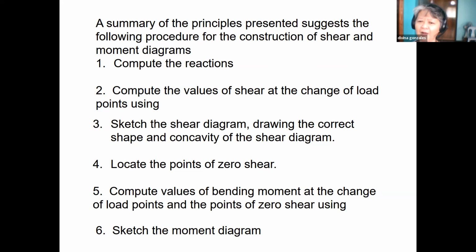First is our reaction. Then you have to know how to compute the reactions of your beam. Values of shear at the change of load points. No, this is when you already use the second method. Sketch the shear diagram, drawing the correct shape and concavity of our shear. Then you have to locate the points of zero shear, then compute the values of the bending moment at the change of load points and at points of zero shear. Why? These points of zero shear are very important. Because whenever shear is zero, moment is maximum positive or maximum negative. So then you can sketch the moment diagram.